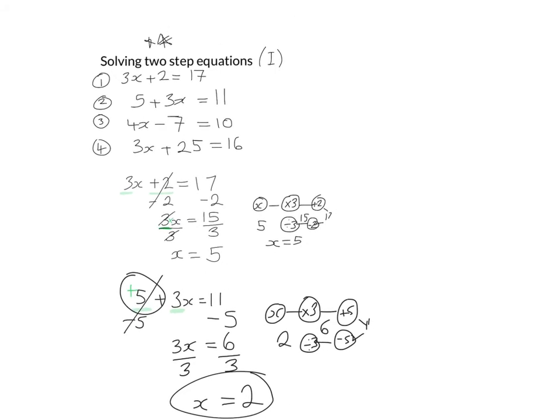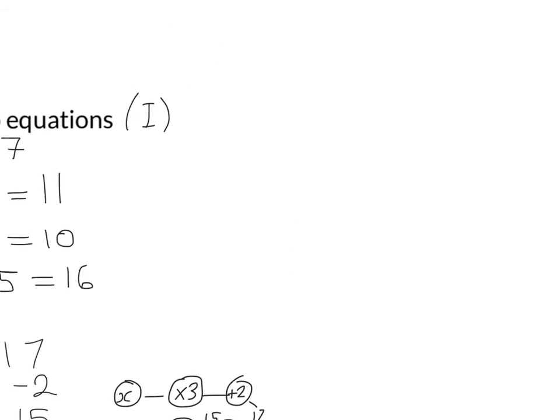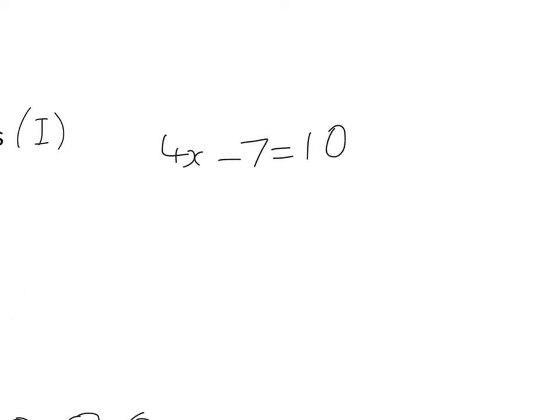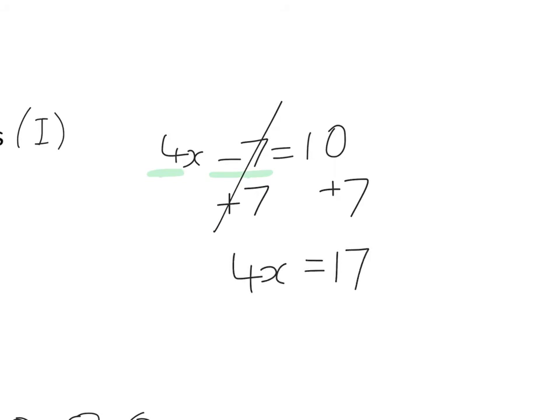Okay, question 3. 4x minus 7 is 10. 4x subtract 7 is 10. Okay, once again, I've got things I don't want. I want to isolate x, so I've got this 4x, so I've got the 4 and I've got the minus 7. Let's get rid of the minus 7 first because it's the furthest away. The inverse of minus 7, plus 7. 4x equals 17. And I want to get rid of the 4, so divide by 4.